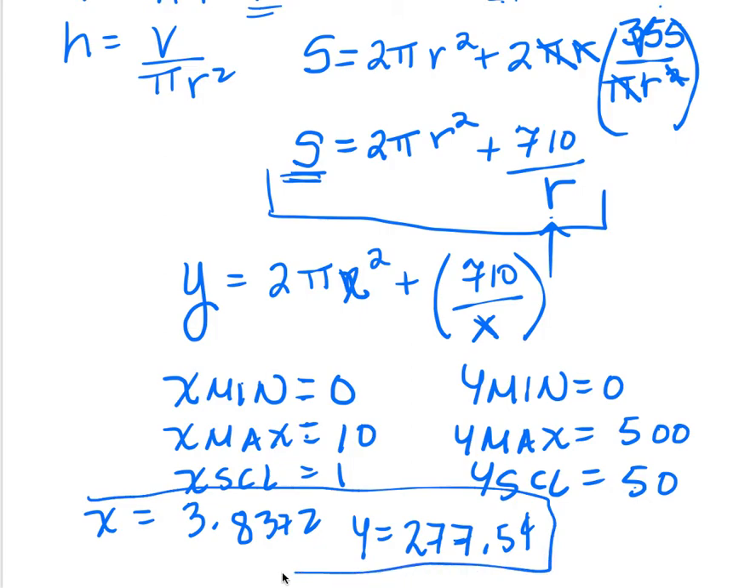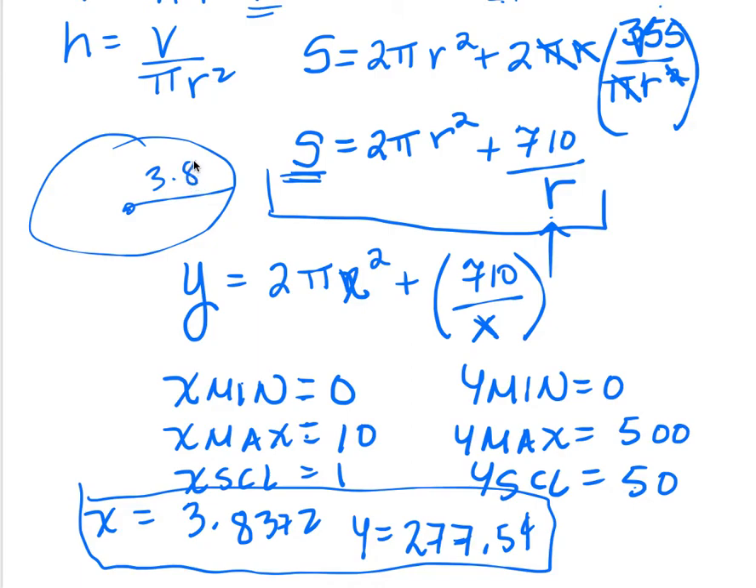So what is that telling us? That's telling us that if the radius of the can is roughly 3.8 centimeters, it would take a surface area of 277.54, I guess centimeters squared, okay, for surface area. So the radius of the can would be 3.8.